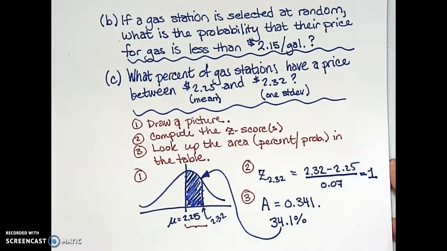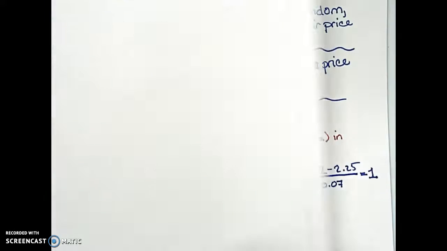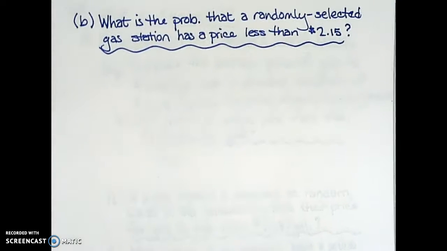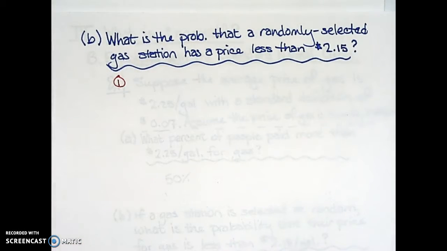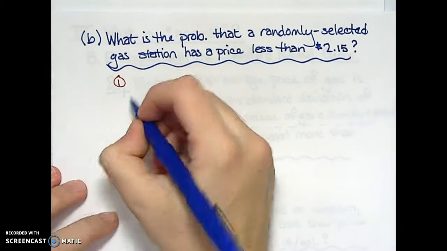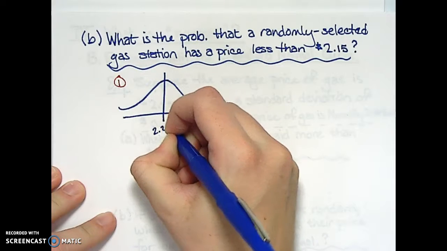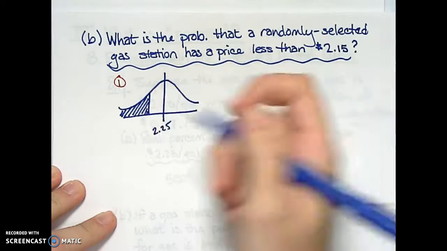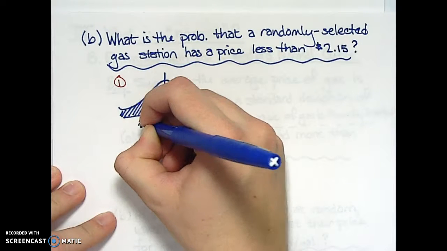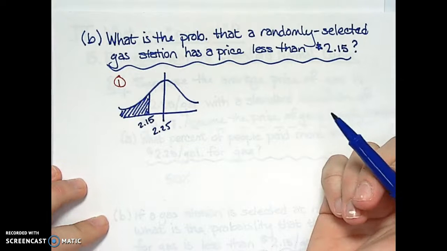So let's now return to answer part B. What is the probability that a randomly selected gas station has a price less than $2.15 per gallon? We'll do so with a clean piece of paper. Step 1, we draw our normal curve so that we understand the area we're trying to find. This is my normal curve. Here's my average of $2.25, and I want to know the probability that a gas station would have a price less than $2.15. We want the area beneath this shaded portion of the curve.